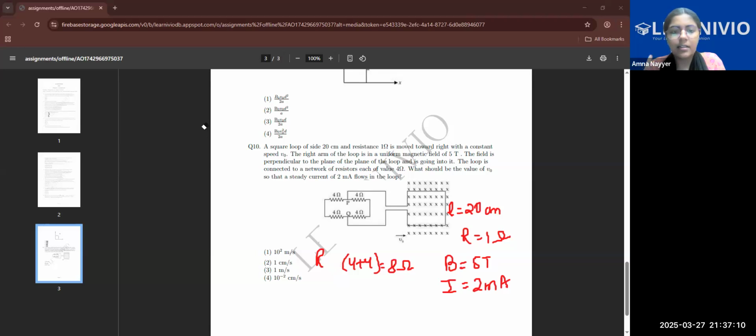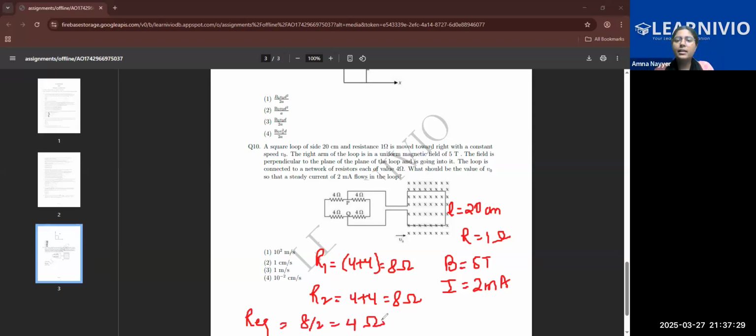R1 gives you 8. Similarly, R2 gives you 4 plus 4, 8 ohms. These two are connected in series, these two are connected in series, then their resultants are connected in parallel. So finally, R equivalent will be 8 divided by 2, that is 4 ohms.